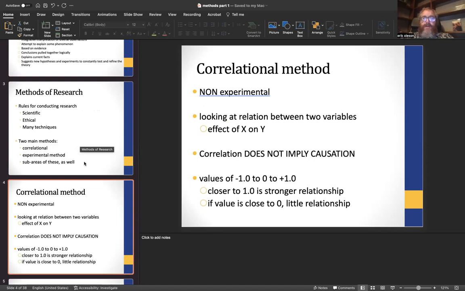So here's an example of your correlational methods. This would be non-experimental. Here you'd be looking at a relationship between two variables. Is the SAT predictive of the GPA? If you look at SAT on one axis and college GPA on the other axis, that would be giving you correlational information. This does not imply causation, so that would not mean that your SAT score is causing you to have a good GPA. Just that these two often go hand in hand.